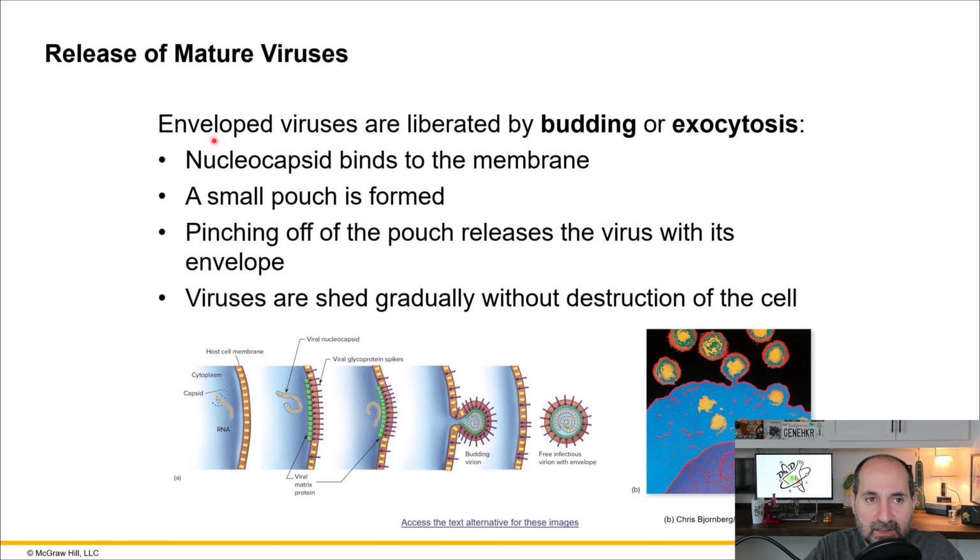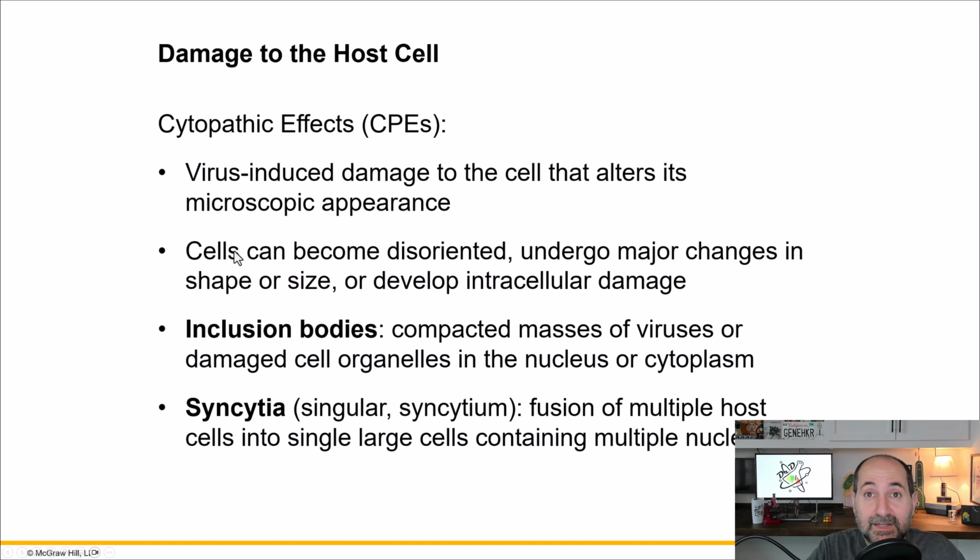During release, enveloped viruses are liberated by budding or exocytosis. Remember, this is when the virus pushes its way through the cell membrane, taking a part of the cell membrane with it as an envelope. While naked viruses actually lyse the cell upon release. So naked viruses lyse the cell upon release, while enveloped viruses release by budding. That's how they obtain the membrane of the host cell, the envelope. And remember that this can lead to damage to the host cell, known as cytopathic effects, or CPEs.